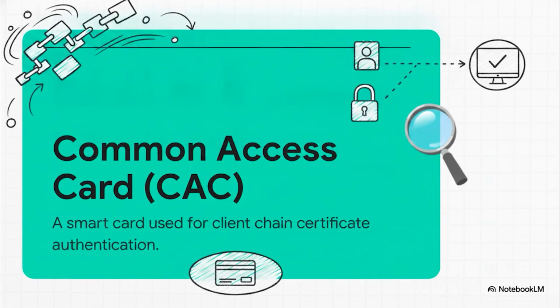Now, shifting from networks to identity, we need to nail down two fundamental terms before we configure a single thing. First is CAC, or Common Access Card. This is a physical smart card used for certificate-based authentication. In super secure environments, think government agencies or highly regulated enterprise bases, just typing in a password simply doesn't cut it. Instead, you physically insert a card, and it reads a cryptographic certificate.